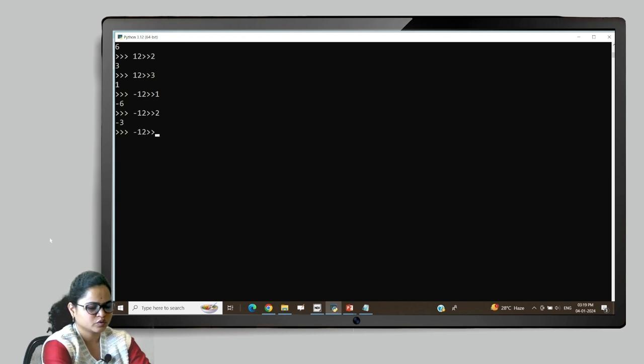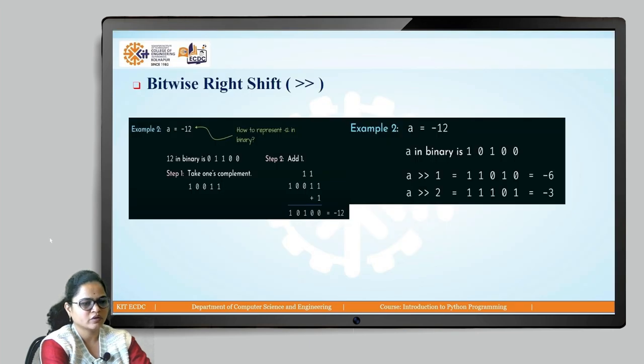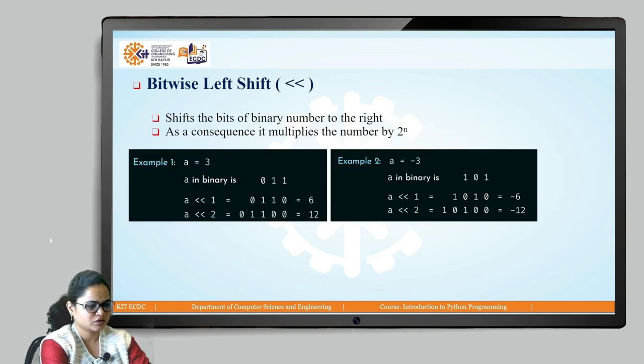Same way, if you use right shift 3, you will get the result as minus 2. So in this way, this right shift operation gets performed on negative numbers also. So to represent negative numbers, find out the 2's complement of it and then perform the right shift operation. Then the last operator is the left shift operator.